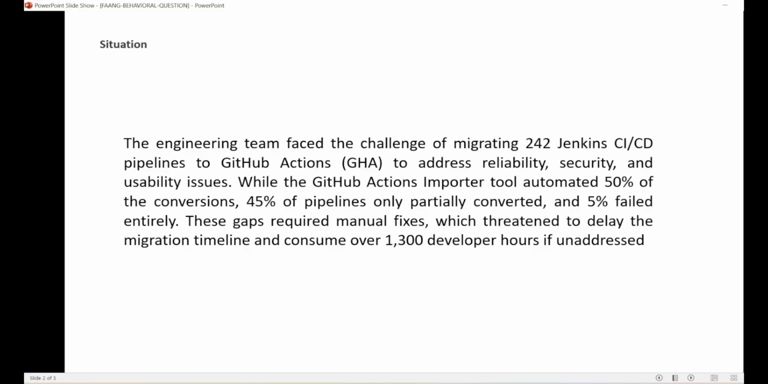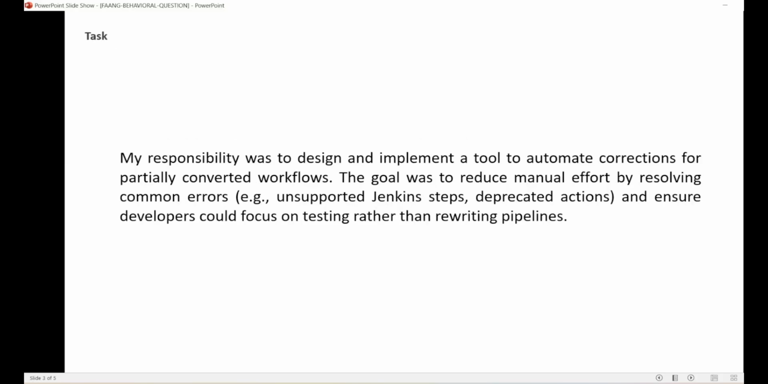With respect to the task, how will you answer? Task means what you have done. In this situation, what was your role? That is what you focus on in the task. My responsibility was to design and implement a tool to automate the correction of partially converted workflows. The main goal I focused on was to reduce manual effort by resolving the common errors.